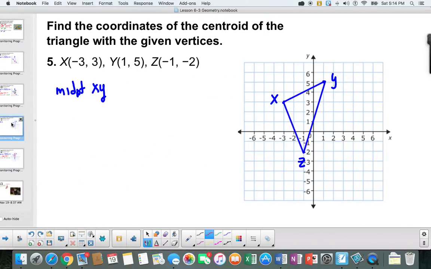Okay, here's another one. Less hints now. Stop the screencast. See if you can do that. My only hint is to find the midpoint of XY. That would be the most advantageous.